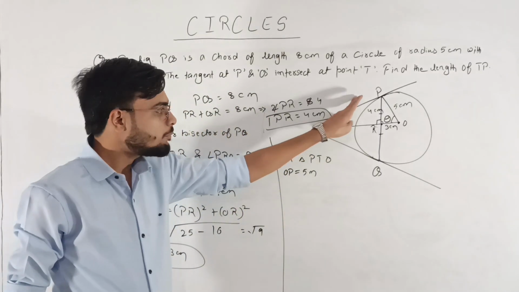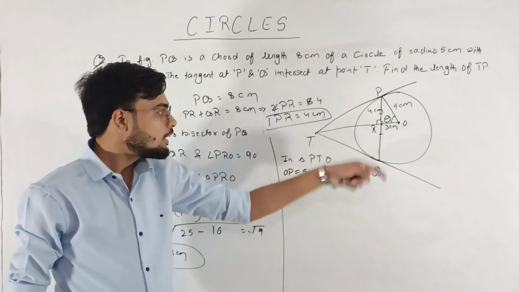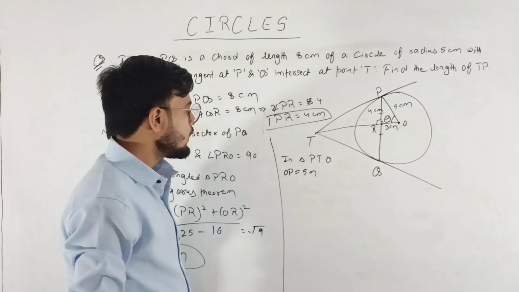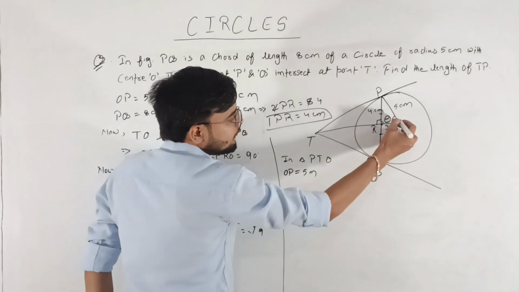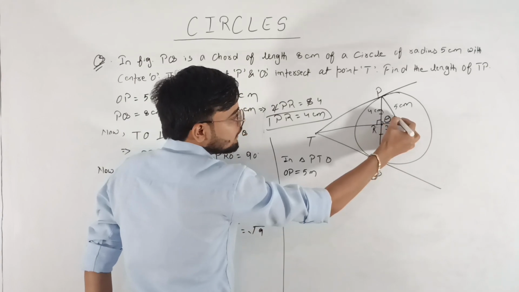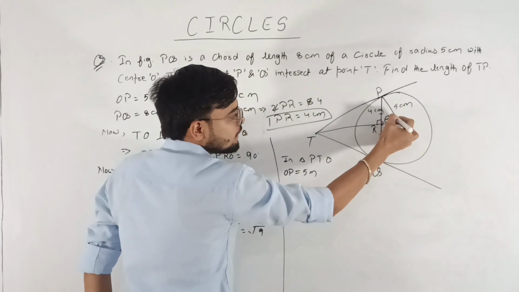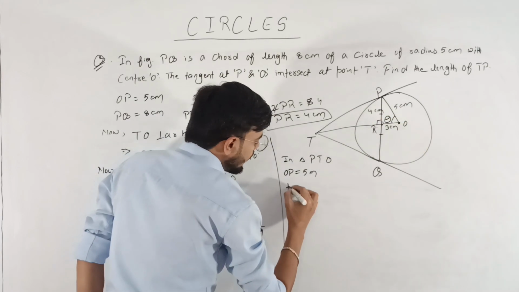We have to find the length of TP. We have OP, we have to find the length of TP. Now we use trigo. Look here, this angle I suppose theta. This angle POT, this is theta. Then I use tan theta.